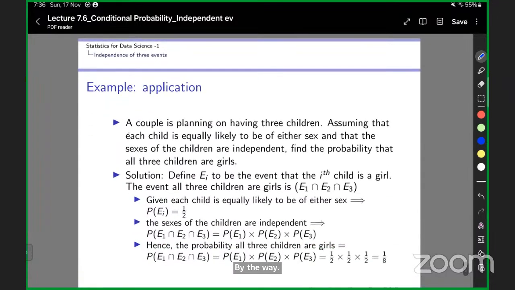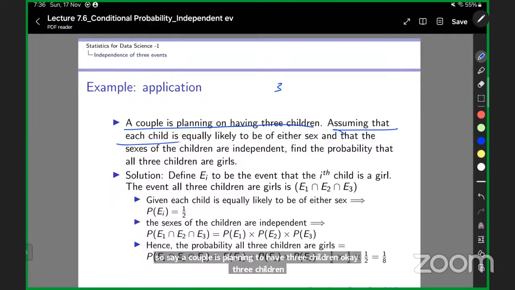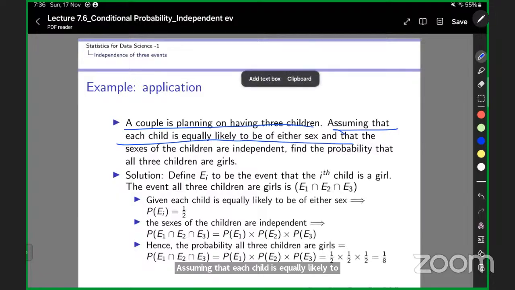Okay, so a couple is planning to have three children. Assuming that each child is equally likely to be of either sex, so that the sex of children are independent, find the probability that all three children are girls.